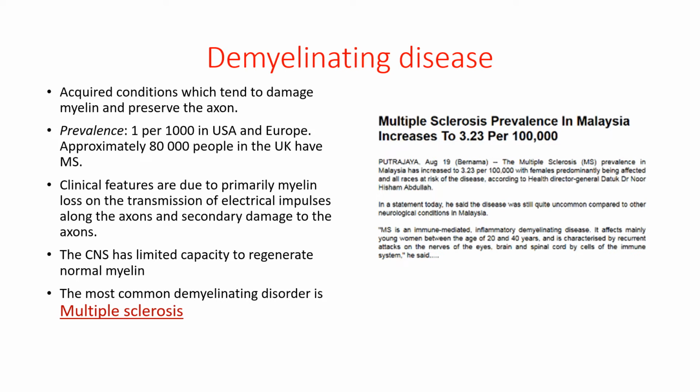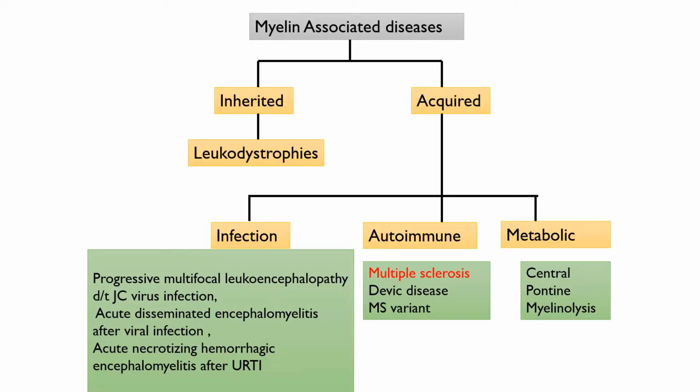About 1 in 1,000 people in the United States and Europe are affected by demyelinating disease, and about 80,000 people in the UK have multiple sclerosis, which is the most common demyelinating disorder. Most of the myelin-associated diseases are acquired diseases and can be caused by infections, autoimmune disorders, or metabolic disorders. Multiple sclerosis is an autoimmune demyelinating disorder.